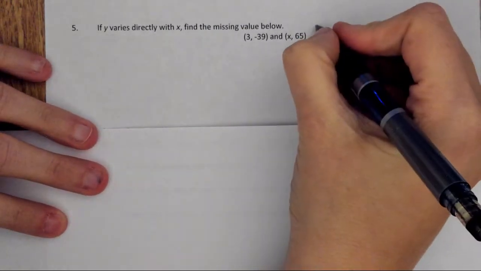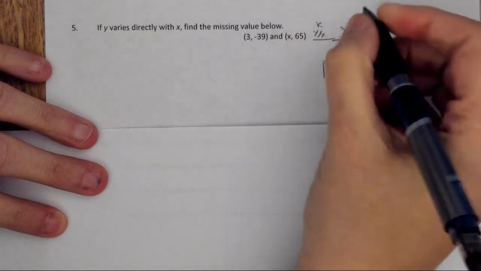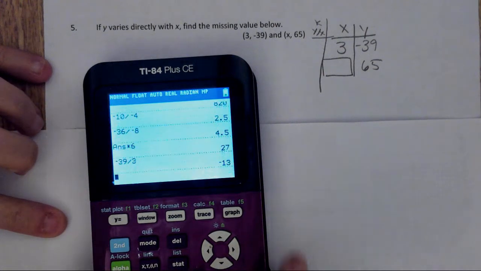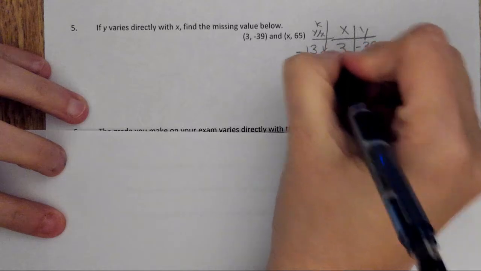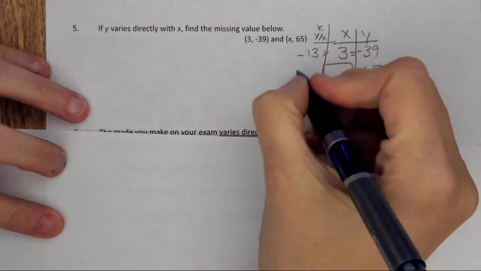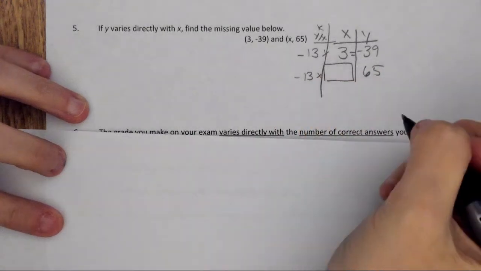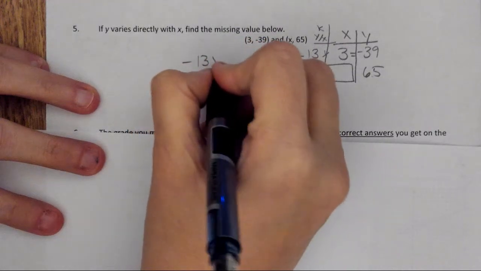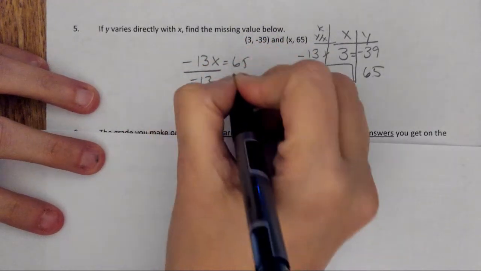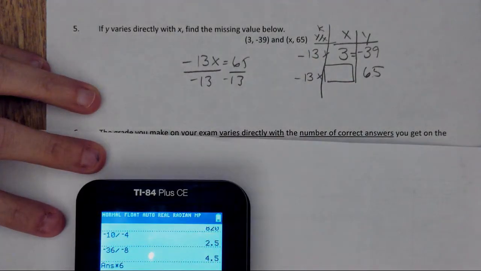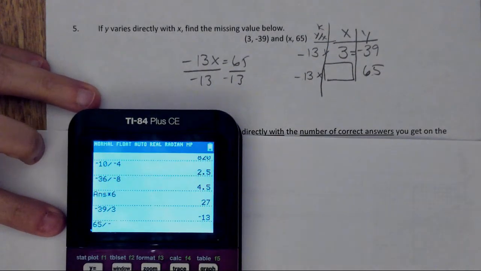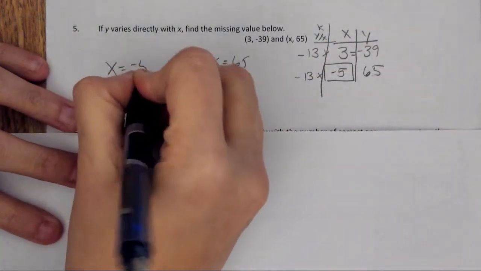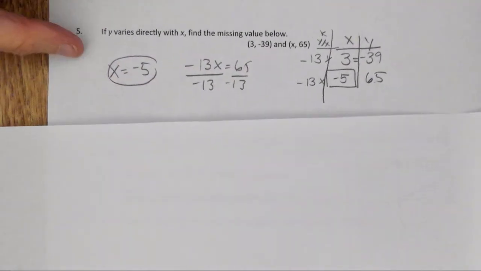Still the same process. I do my k, my y over x column, and then I take negative 39 divided by 3, and I get negative 13. So negative 13 times 3 equals negative 39. Negative 13 times x is 65. I could write an equation: negative 13x equals 65. Divide both sides by negative 13. 65 divided by negative 13 is negative 5. So my x value is negative 5. So that's how we do it when they just give us ordered pairs.